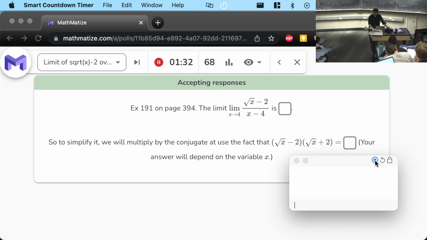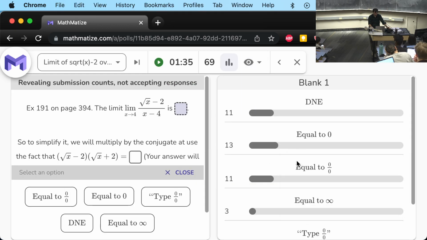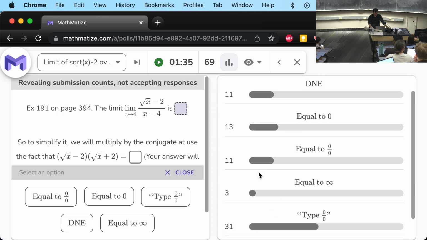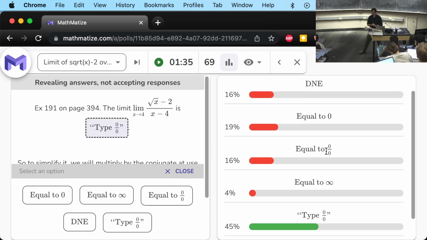OK, let's take a look at what people answered this time. All right, so still a little bit split, but one category got bigger than all the other ones, and that is this thing in quotes, which is type 0 over 0. And that is the correct answer.